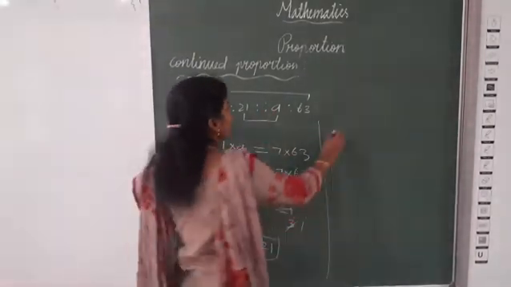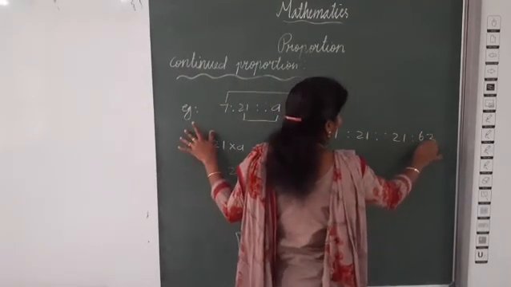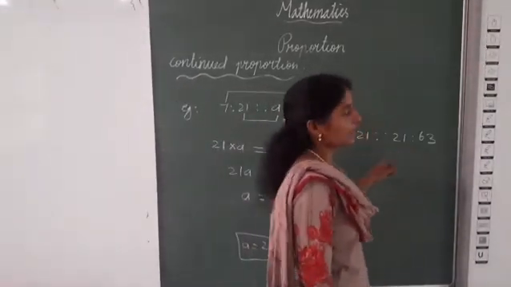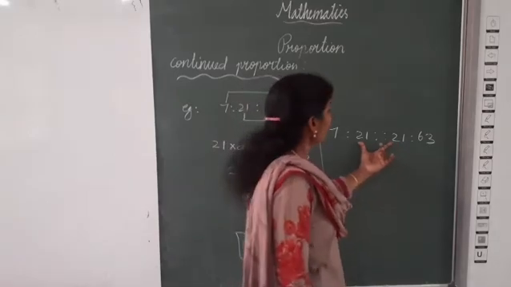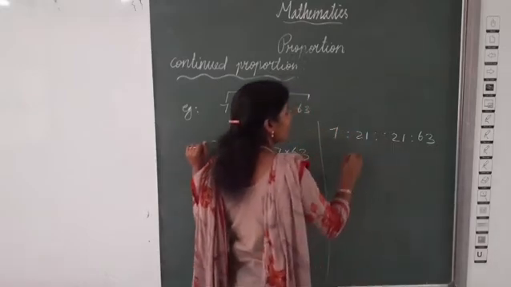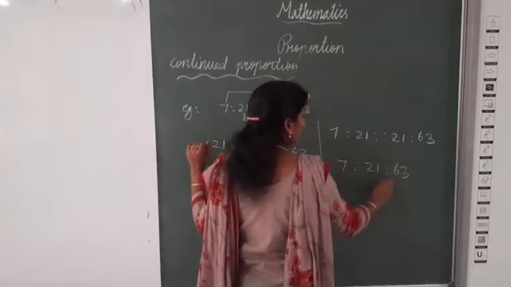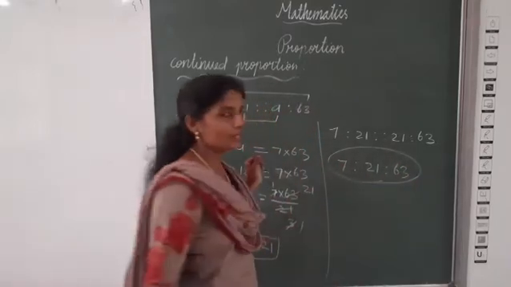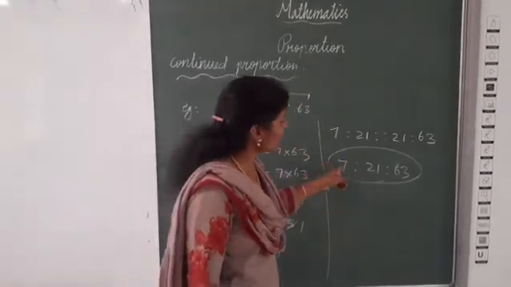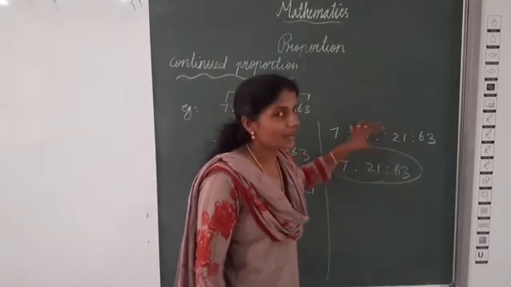Now we can write 7 is to 21 as 21 is to 63. Here the mean is the same, 21 and 21. If the mean is the same, we can write 7 is to 21 is to 63. We can say this is called continued proportion. The mean value is the same.